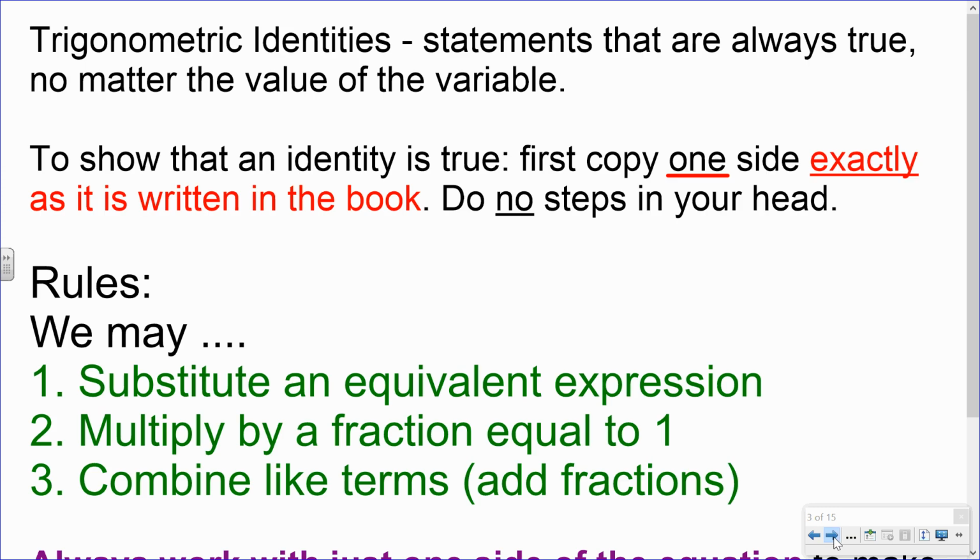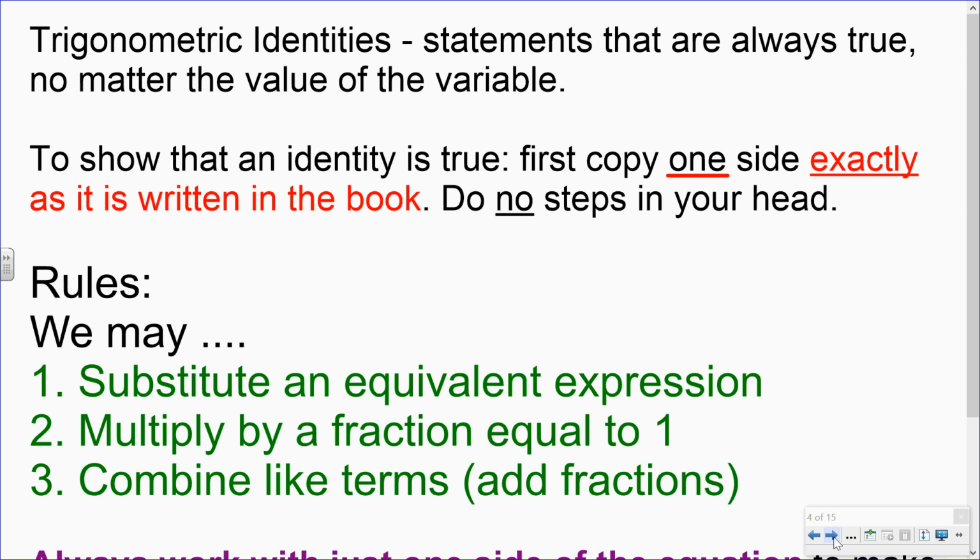Now, when we are doing trig proofs, here are the steps that we are trying to follow. We are proving things that are true for all angles. It's not that, oh, this identity is true if the angle is 90 degrees, or this one's true if the angle is 45 degrees. It's true no matter what the angle is. We're going to prove it in general.